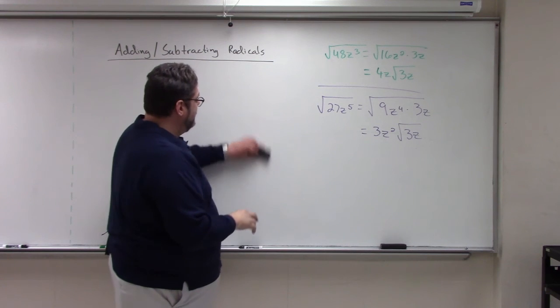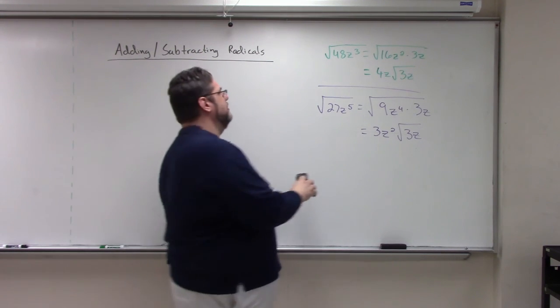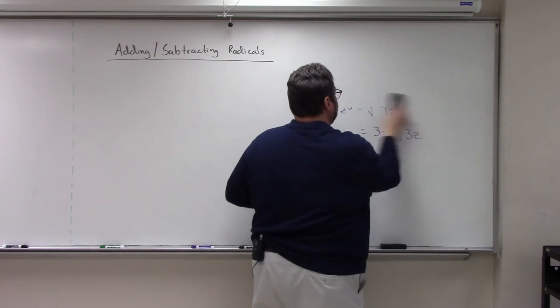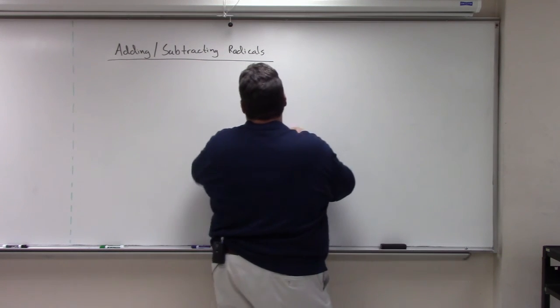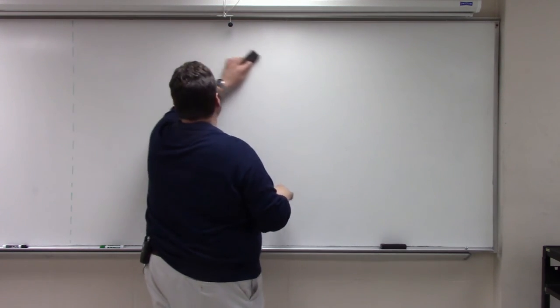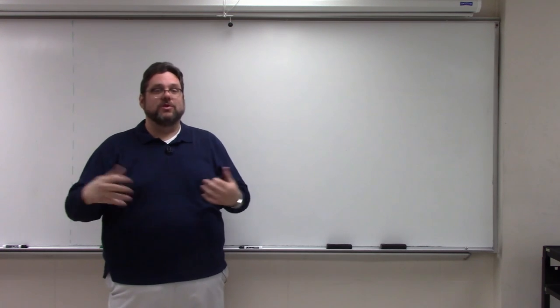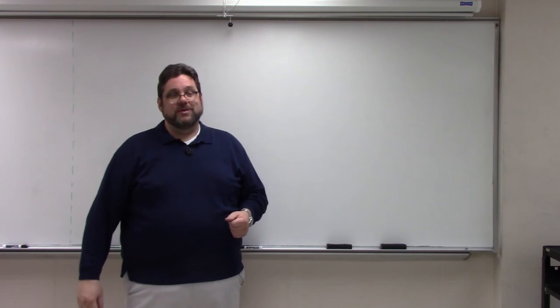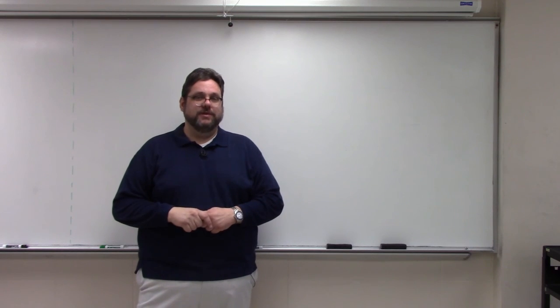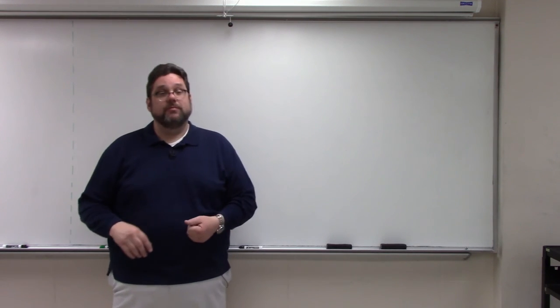So that's going to be enough for this. That'll give you adding and subtracting, and that'll give you something to work on. The next thing we're going to do is where we multiply and add and subtract. And it's really just the same thing. We're just going to multiply first. And we're going to talk about how we multiply these radicals together. All right, so until next time.